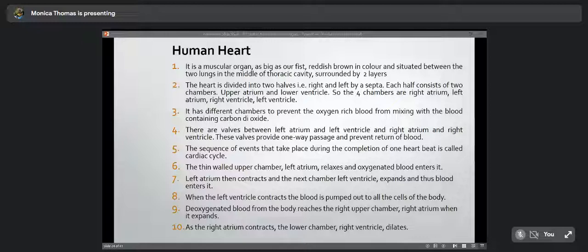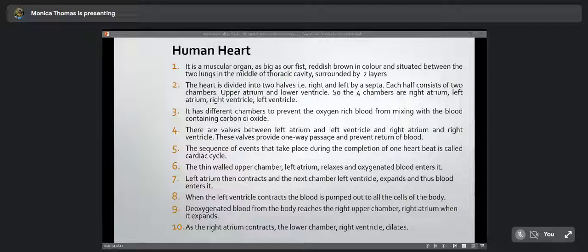Moving on to the next one, the sequence of events that take place during the completion of one heartbeat is called the cardiac cycle. So one sequence. Now, how does that happen? Blood comes and goes to the lung. Oxygen is going in from the nose, okay? It gets mixed with oxygen. So from here it goes to the lungs, gets mixed with the oxygen, so it becomes oxygenated blood and comes back to your heart. Okay. So now oxygenated blood is coming to your heart, and from here it gets pumped to the whole body.